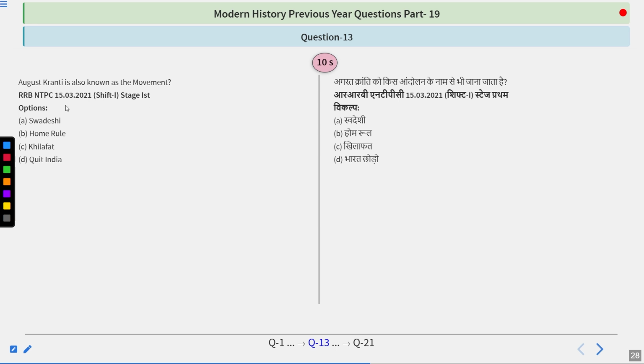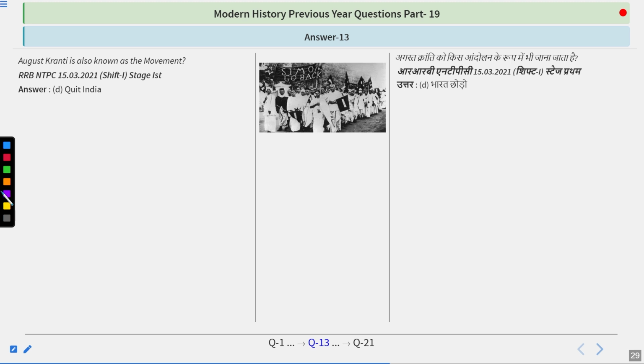August Kranti is also known as which movement? Options are Swadeshi, Home Rule, Khilafat, or Quit India. Think about it. And your answer is quite simple here. The answer is the Quit India movement. We have learned many times that the Quit India movement is famously known as August Kranti because it falls in August. On 8th August 1942 the movement was started, and that is why the nickname August Kranti was given.